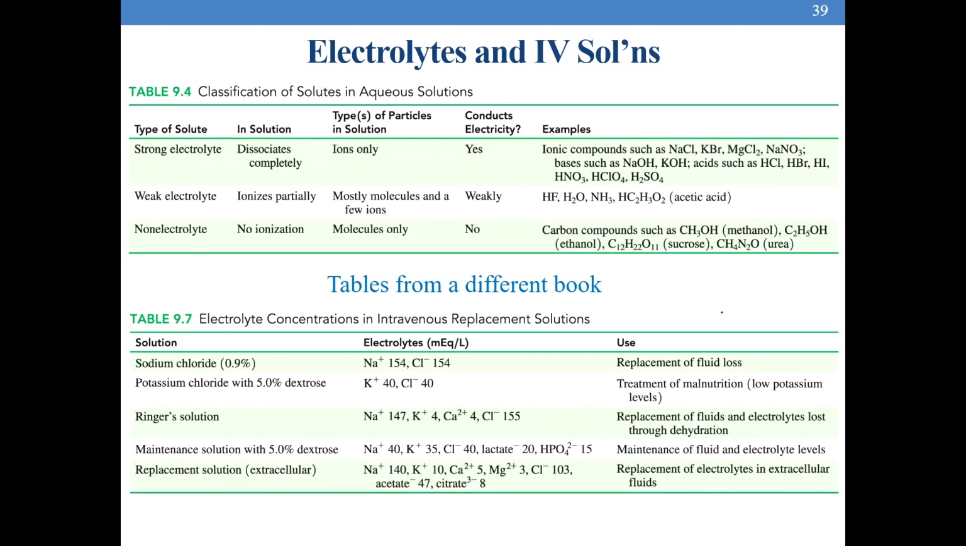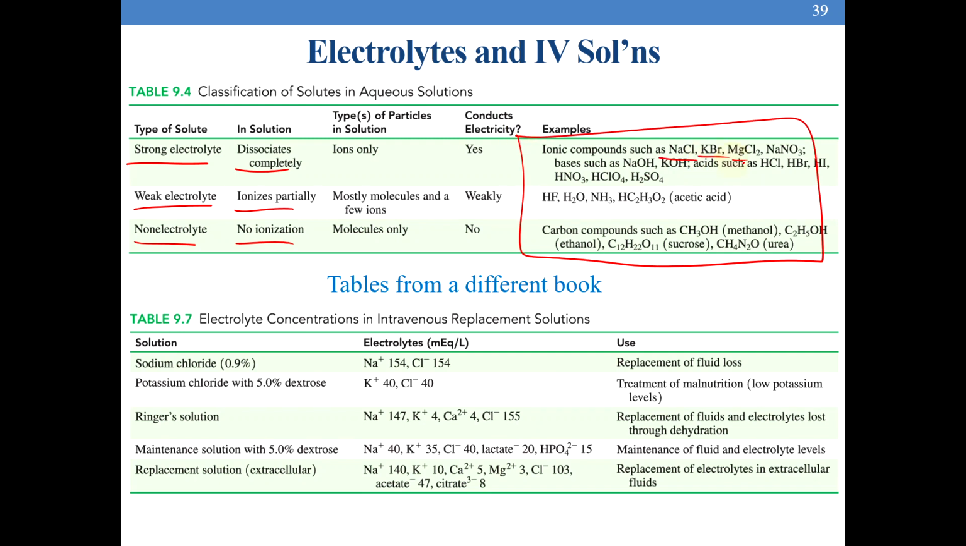So I have 2 tables. These did not come from your book, but they actually show strong, weak, and non-electrolyte, as well as some components of how these work in solutions, and then some examples, so some stuff you've seen. So these examples, if you look, a lot of the strong electrolytes are just ionic substances, and I know we haven't defined acids yet, but you see there's actually a list of a bunch of acids. We're going to get to that in Chapter 10.